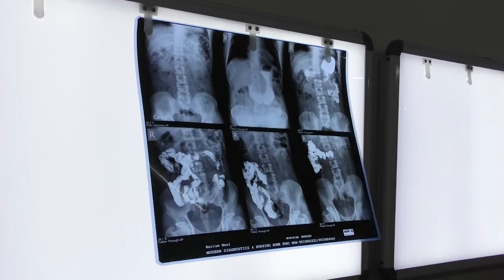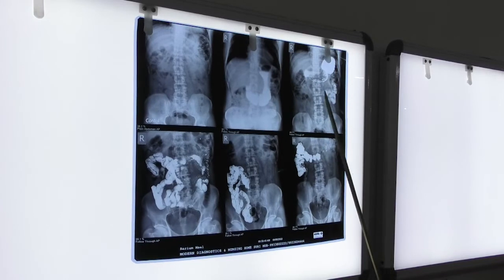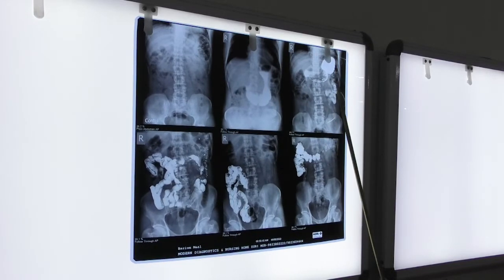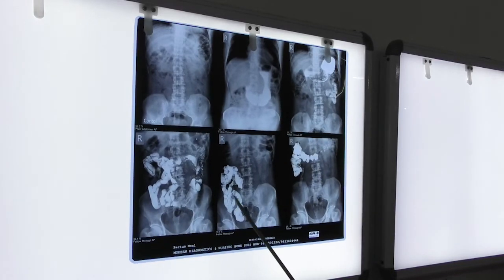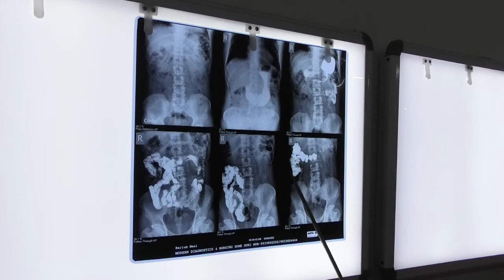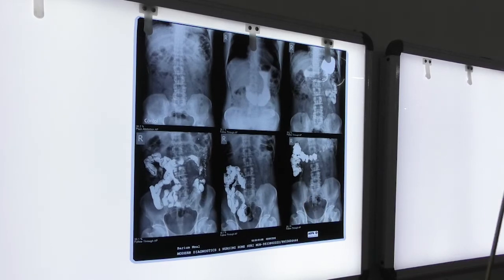Due to the circular folds, we can see the filling defects, which give rise to an appearance of a feather. So this is a barium meal follow through, and we can see the barium meal within the large intestine here.